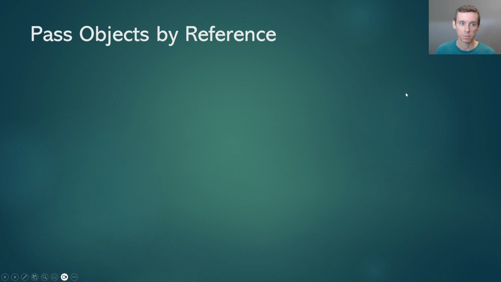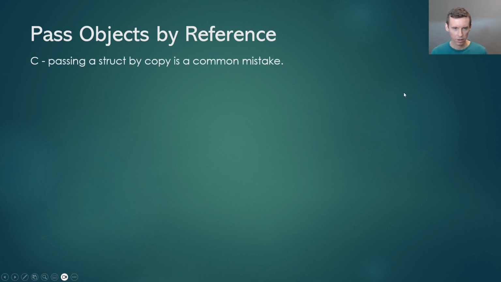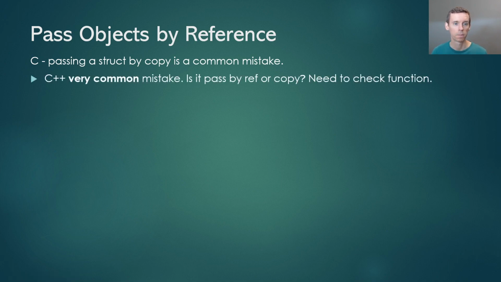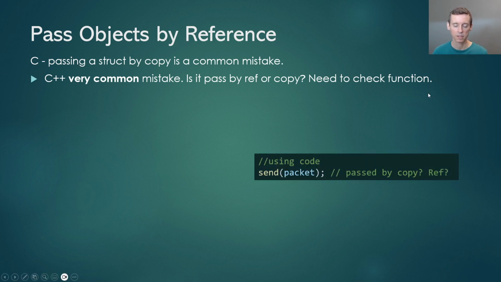And speaking of passing things by reference, there's a common problem that happens in C, which is you might pass a struct by copy. And in C++, this is a very common mistake. Sometimes you mean to pass a copy of an object, but sometimes you really don't. And with C++, it's more difficult to spot, or it can be at least, because we've got references. So in the using code, there's a method or a function invocation that takes a packet. I have no idea how packet is passed.